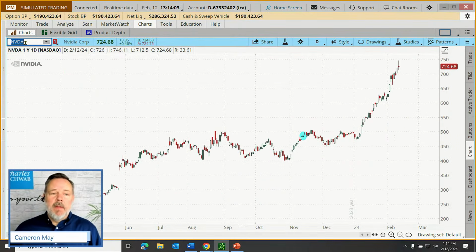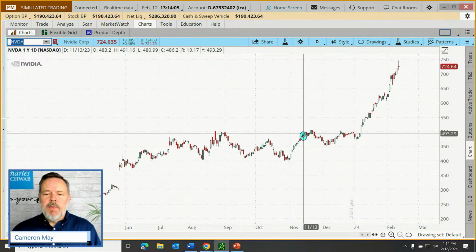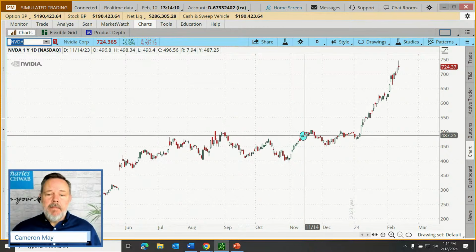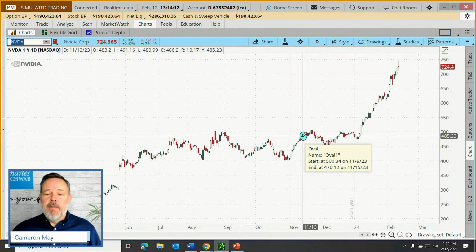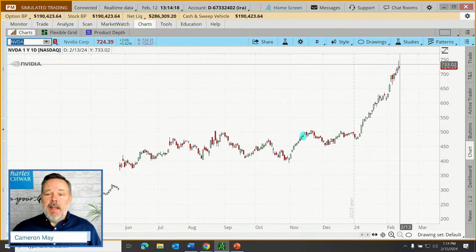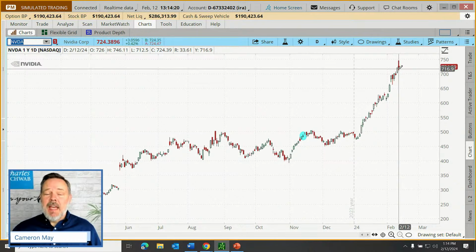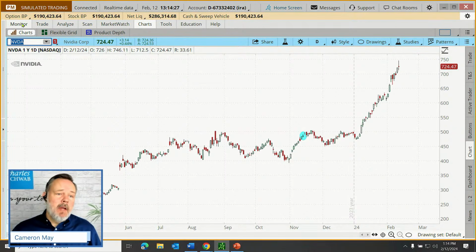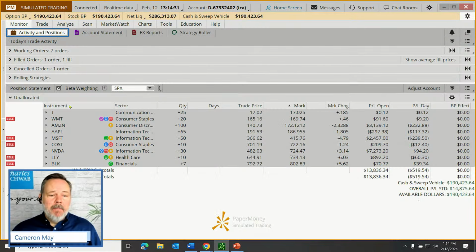NVDA, the symbol, you can see here, I just drew this oval. It doesn't appear automatically. I drew that oval myself. But that's just to give you a visual reference point for when this trade was taken on November 13th. And you can see what NVIDIA has done since that day. It's been running up, maybe getting a little bit of a red candle today. Maybe our investor thinks, I've made plenty of money on this. Let's get out.